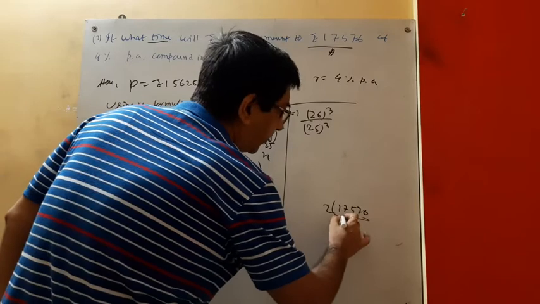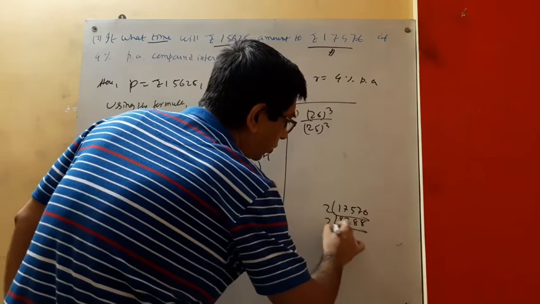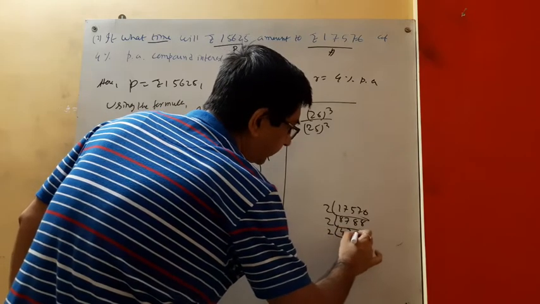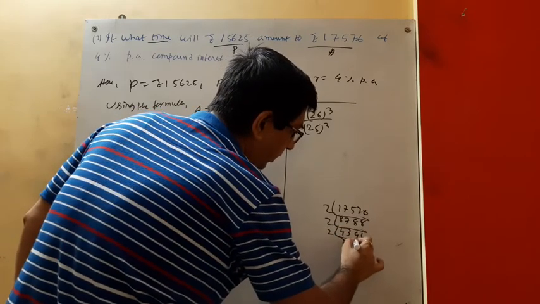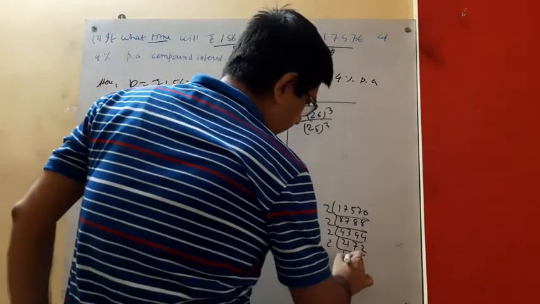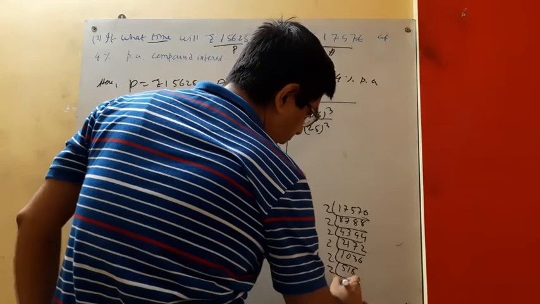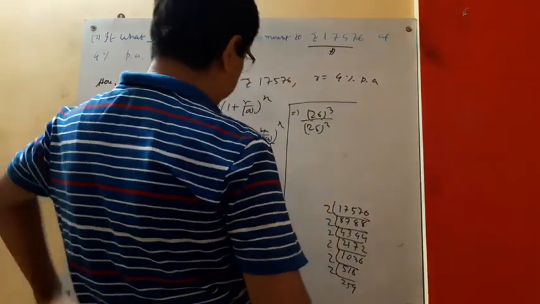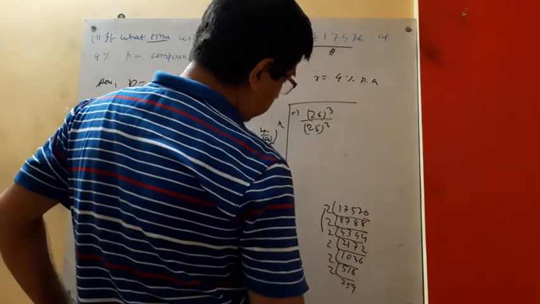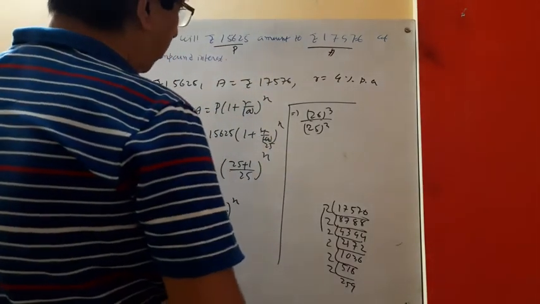17576, divide by 2, again divide by 2, again divide by 2, again, right? 17576, right?